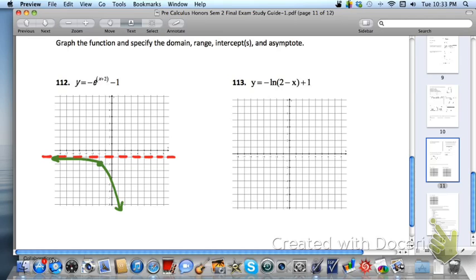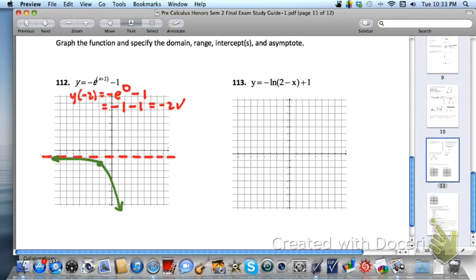If you wanted to, you could replace x up here in the equation with negative 2. If we replace x with negative 2, we could see that we have negative e to the negative 2 plus 2, which is 0, and then minus 1, and negative e to the 0 is negative 1, minus 1 is negative 2. So that's just a way to check to make sure that our key point found its way to the right place.